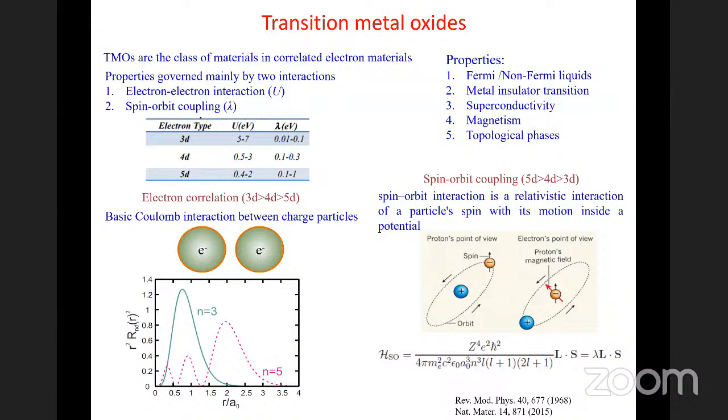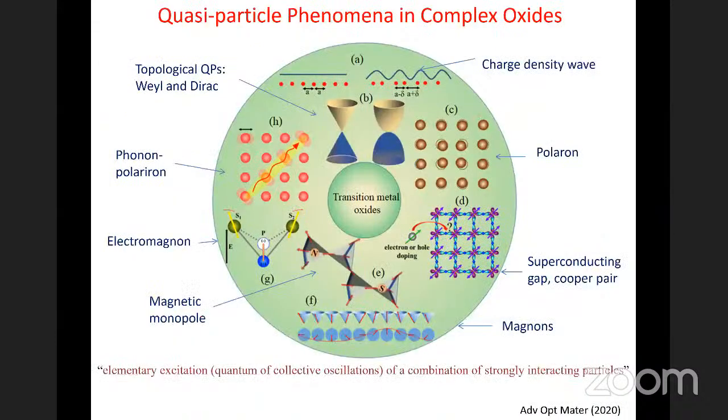It has probed all kinds of Fermi and non-Fermi liquid materials. It has resolved several fundamental phenomena related to metal insulator transition. It has served superconductivity, the field of magnetism, and recently there are very many studies where terahertz has given sufficient new insights into topological materials as well. So here, if I give an overview of the kind of quasi-particle phenomena that has been covered in complex metal oxides, just a minute, there's something that appears here. Let me get rid of it.